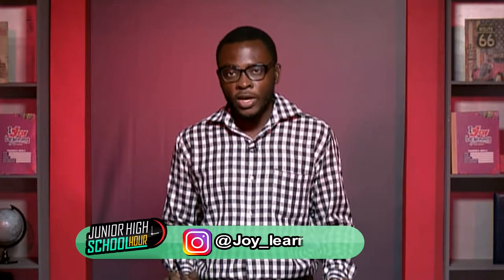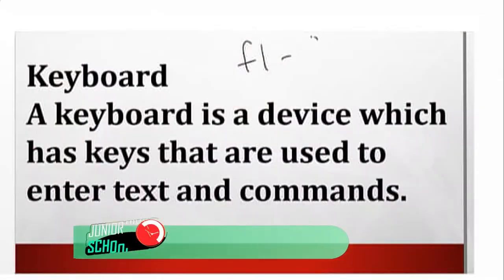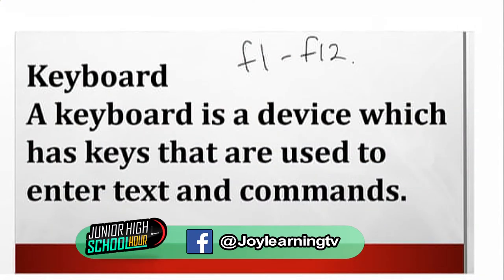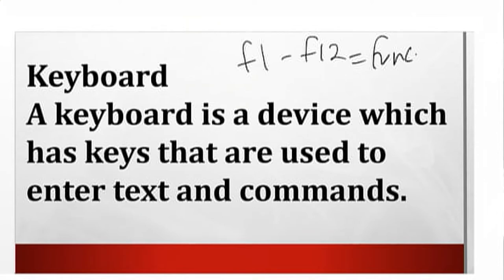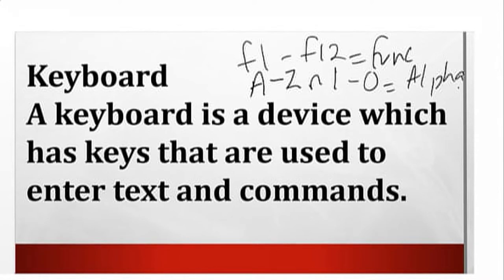We have some components or features of a keyboard. We have a group on the keyboard known as F1 to F12. Those are our function keys. Our function keys help to issue commands into the computer. We also have the A to Z and then the 1 to 0 components of the keyboard, known as the alphanumeric component of the keyboard.